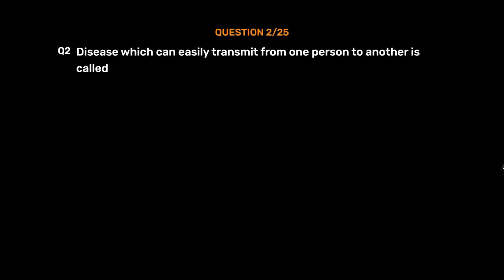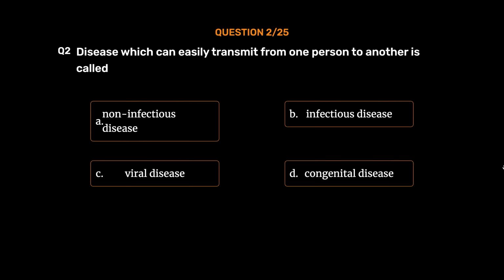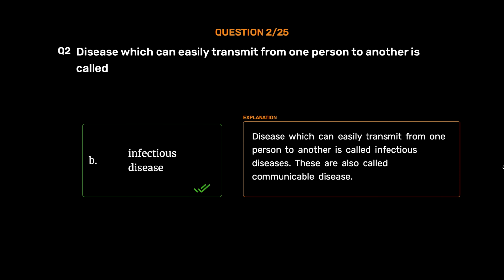infirmity. Question number 2. Disease which can easily transmit from one person to another is called. Option A. Non-infectious disease. Option B. Infectious disease. Option C. Viral disease. Option D. Congenital disease. The correct answer is Option B. Infectious disease. Disease which can easily transmit from one person to another is called infectious diseases. These are also called communicable disease.